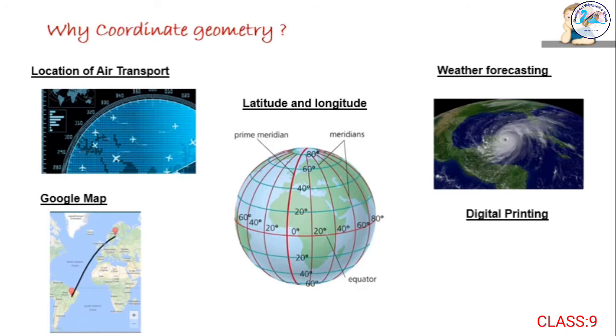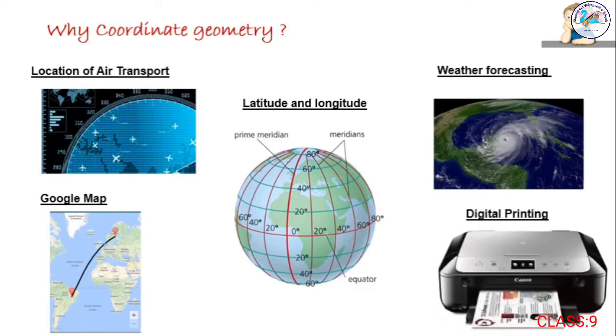And the next is in case of digital printing. Digital printing, in the sense of scanning, photocopying and taking printouts. In digital printing or photocopying also, the images are written or marked with the use of coordinate geometry. Scanners, photocopying machines and other machines also use coordinate geometry to produce the exact image of the original image provided to them.